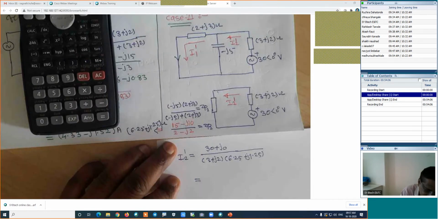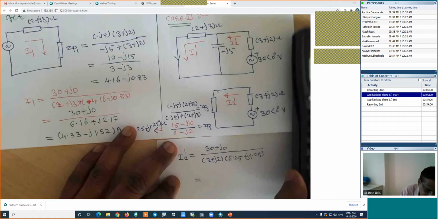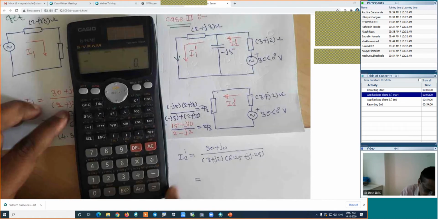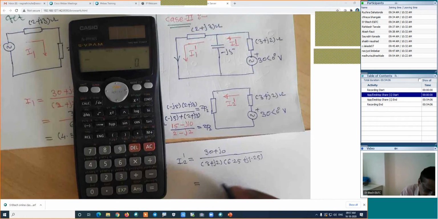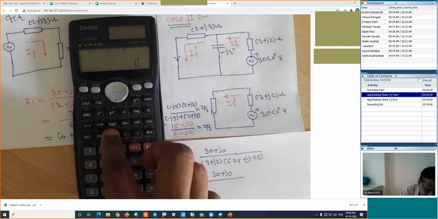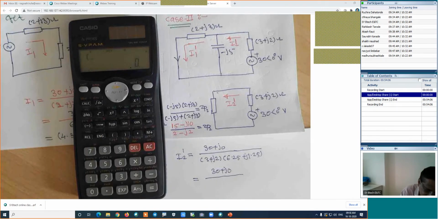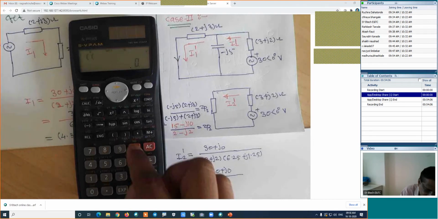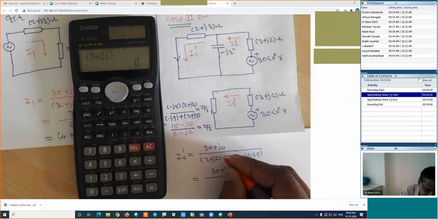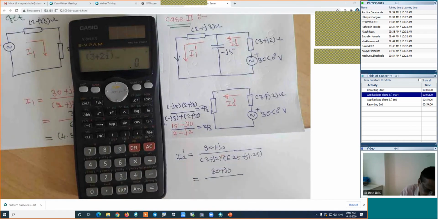If I am working on this calculation of the I2 dash, how are the calculations? I will discuss here. I will work out the denominator and keep the numerator as it is, that is 30 plus j0. This is 30 plus j0 divided by the denominator. And how is the calculation of the denominator? Start bracket 3 plus j2, 3 plus 2i, I will close the bracket, then plus. Here it should be the plus because it is the total impedance. That's why it should be plus.